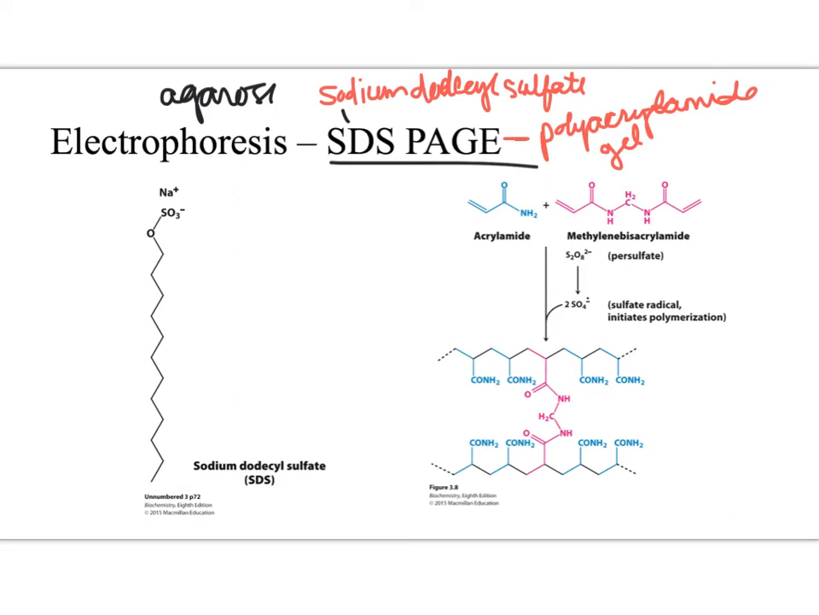So on the left here, we see this sodium dodecyl sulfate substance. What this does is you add it to your sample, and it functions to disrupt nearly all of the non-covalent interactions in your native protein. So it's an anionic detergent. You take this and you add it to your sample, and it denatures your protein.